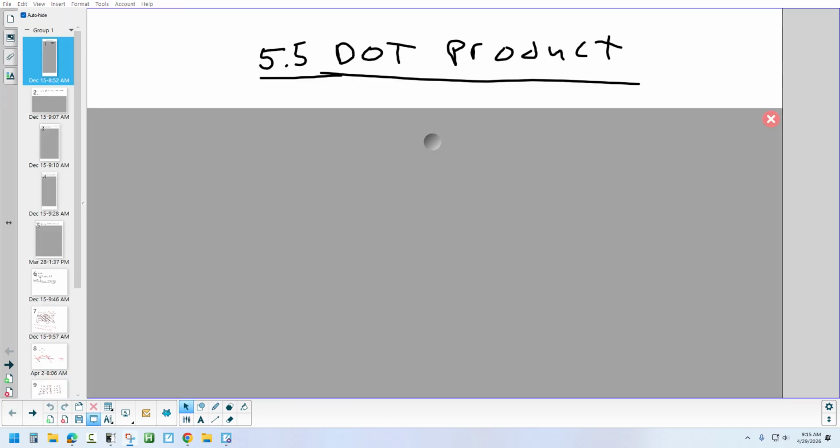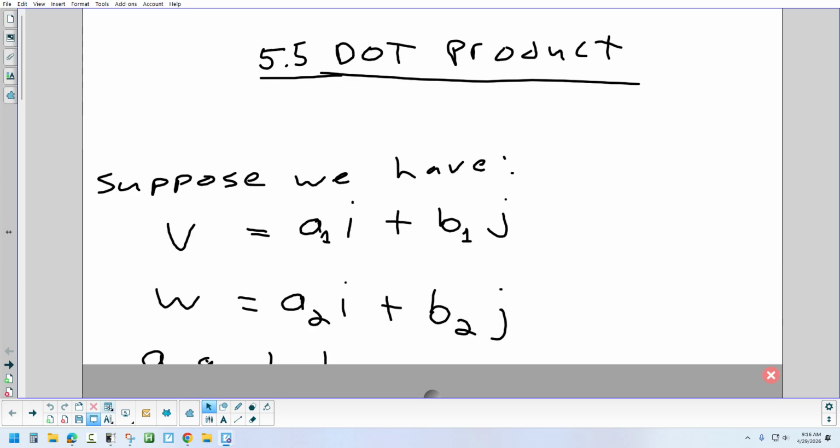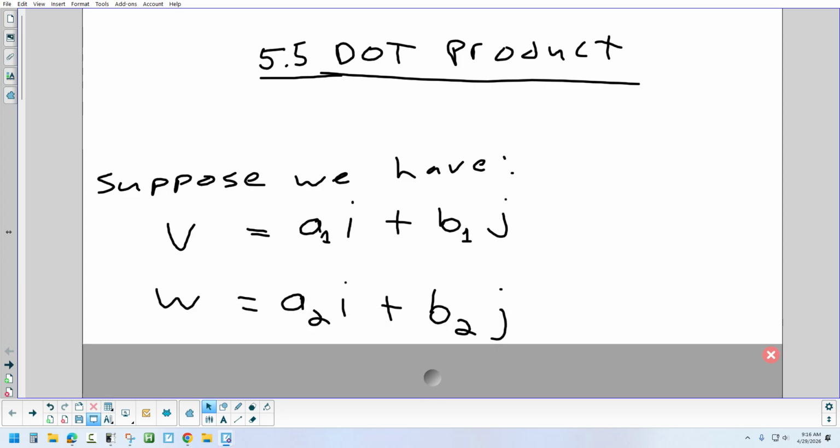Okay, so section 5.5, again, more calculations we can do that are not something we're going to sketch. And we're going to look at what is called the dot product. So what we've done so far with vectors is we've taken two vectors and we've added them. We've taken two vectors and we've subtracted them. We've taken a vector and we've scaled it. What we haven't done is take a vector and multiply it by a vector. Okay, that's what we're going to look at in this section.